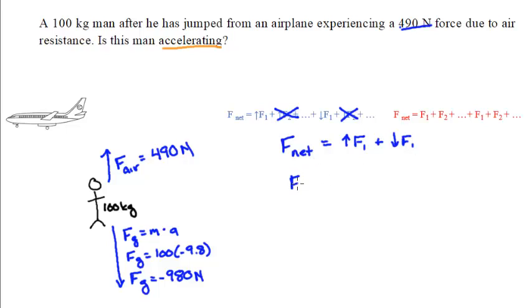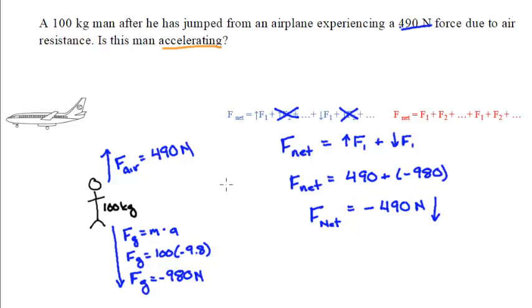Well, okay, so force net equals, I have 490 newtons going up plus I have a negative 980 newtons going down. The reason that it's negative is it is down, but it allows us to do the force net problem very, very well. When I do the math, I get force net that equals a negative number, 490 newtons, and that negative indicates that the force is going in a downward direction.